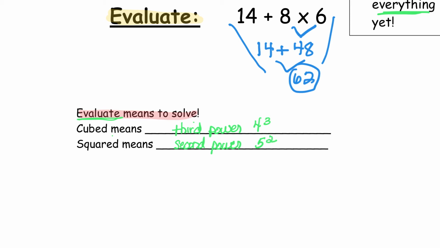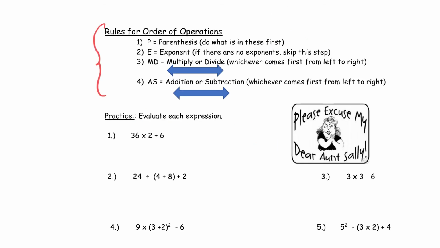Here is a really good breakdown of the rules for the order of operations. This is very helpful. So step 1 is always going to be your P, parentheses. Do what is in these first. If there are no parentheses, you move on to the E, the exponent. If there are no exponents, you skip the step. Always skip the steps where there is no operation for the letter that represents.